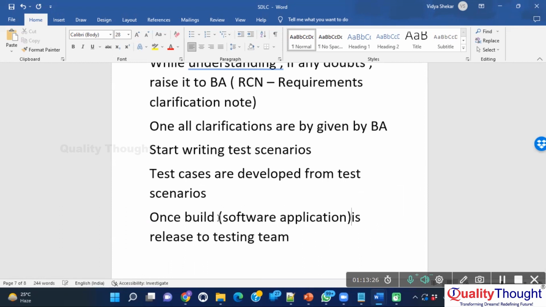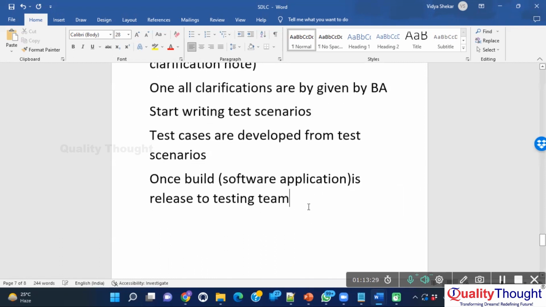Once the build is released, they use a term called deploy. This releasing is nothing but deployed. This is the terminology which they generally use. A normal person will say, once the software application is released to a testing team. A technical person, or a person who is working in an IT company, will say, once the build is deployed to the QA environment. This is the difference, the way you talk.